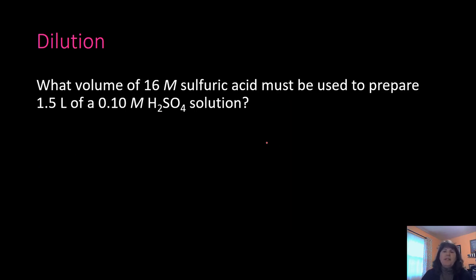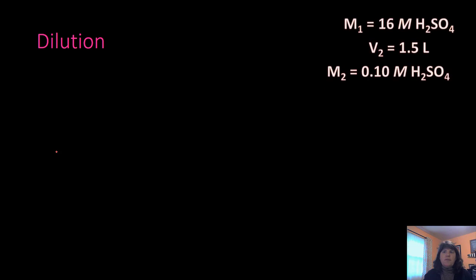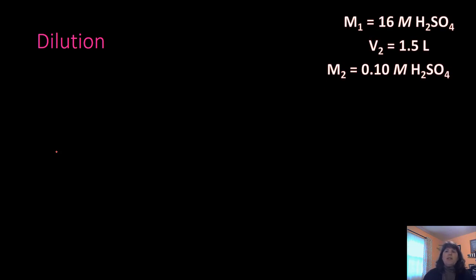What volume of a 16 molar sulfuric acid must be used to prepare 1.5 liters of a 0.1 molar sulfuric acid solution? Oh boy. Well, I like to get rid of all that word crap and just put in the numbers. The critical thing to remember is you have to keep those two together. We're solving for V1. If you mix them around, say you get M1 with V2 and you get M2 with V1, you are going to get the wrong answers. So make sure you're doing a reality check as you do these problems.